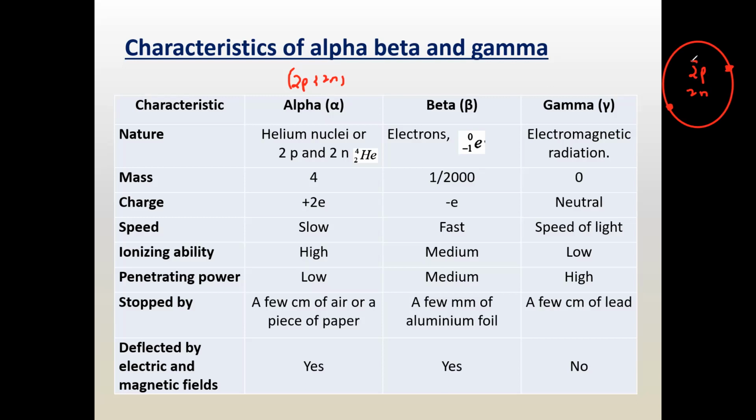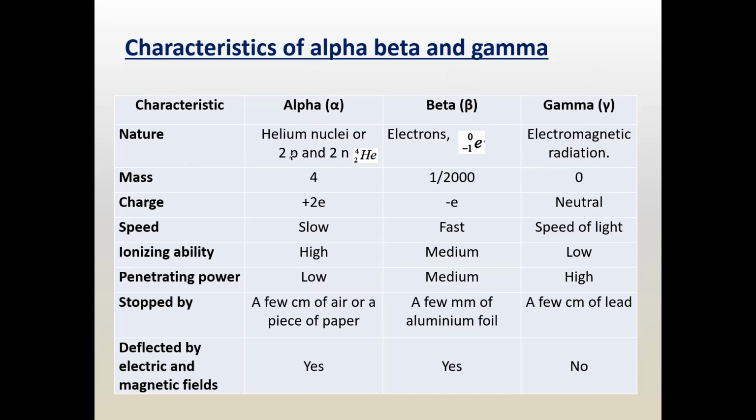So the alpha particle resembles the nucleus of helium. That is why alpha particles have another name. They are also known as helium nuclei, which consist of two protons and two neutrons. Whereas beta, what is a beta? Beta is actually an electron. And what about the gamma? Gamma is not a particle, it is electromagnetic radiation which can travel through vacuum. So basically it is a radiation, or we can say a wave. So alpha is a particle, beta is a particle, but gamma is a wave.